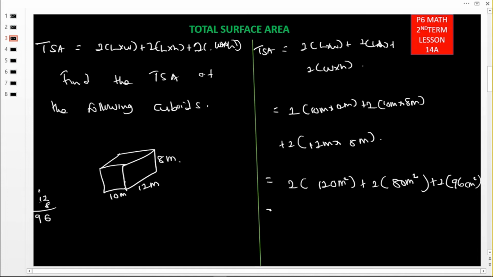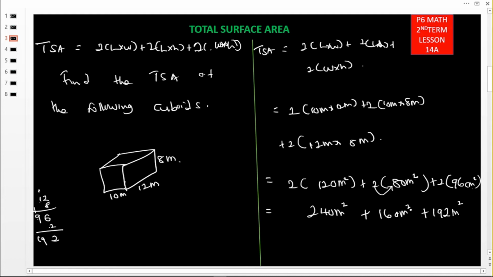Then after that we open the brackets. 2 times 120, that is 240 meters squared, then plus 2 times 80, what's that one? It is 160 meters squared, then plus 2 times 96, so we multiply it from here. 2 times 6, that is 12. You take this 1 to the next place value. 2 times 9, that's 18, plus this 1, that is 19. So this is giving us 192 meters squared.